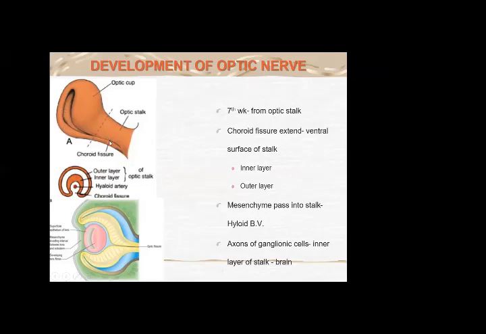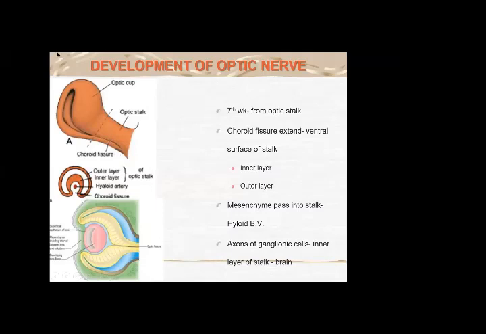Now, on the inferior surface or the ventral surface of the optic stalk, you have the development of this fissure, which is called choroid fissure. When this choroid fissure develops, inside the fissure also you have this outer layer and this inner layer. This extends into the choroid fissure as well. And as I said earlier on, this mesenchyme enters into the choroid fissure, and this is vascular mesenchyme that develops into hyaloid blood vessels.